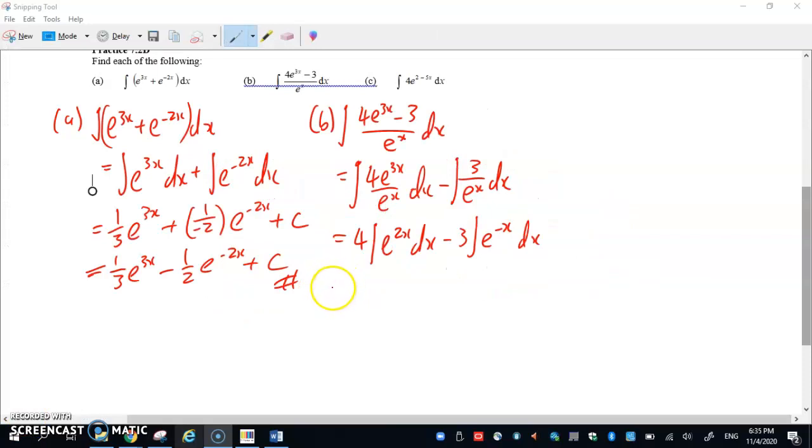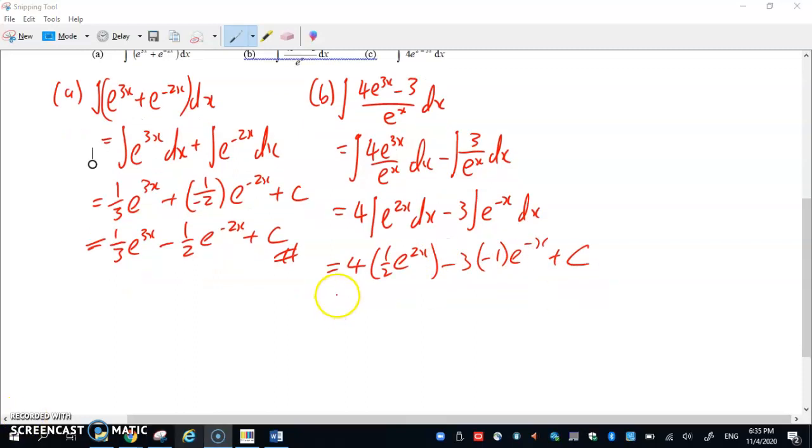So what we get is simply equal to 4 over 2 e to the power 2x minus 3 over minus 1 e to the power minus x plus c. So what we get is simply equal to 2e^2x plus 3e^(-x) plus c, and that will be our final answer.